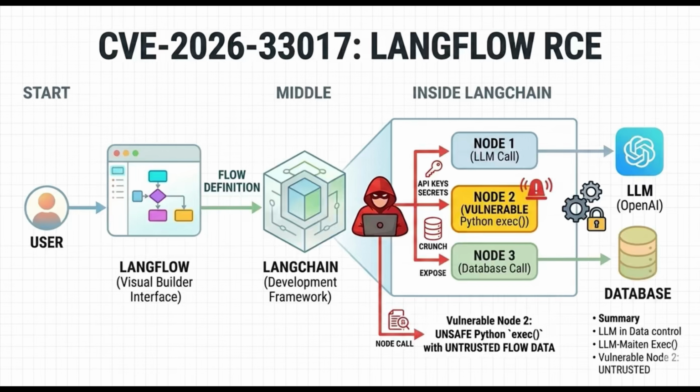Now pay attention. The vulnerability sits right here in the middle. Because Langflow fails to sanitize the incoming flow data, a malicious actor can inject Python code directly into node 2. Instead of a harmless database call, the system executes the attacker's script, granting them full access to your API keys or your secrets or your entire knowledge base.